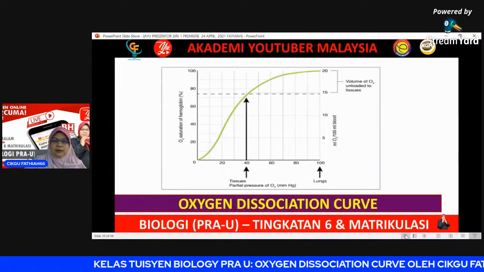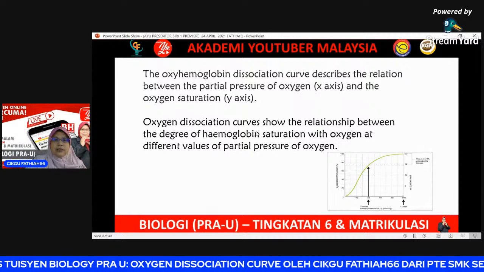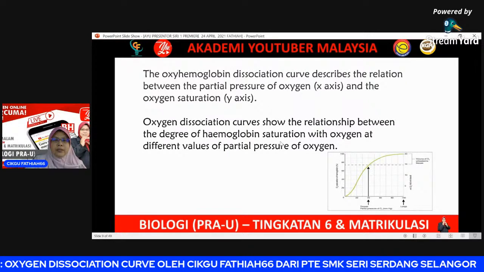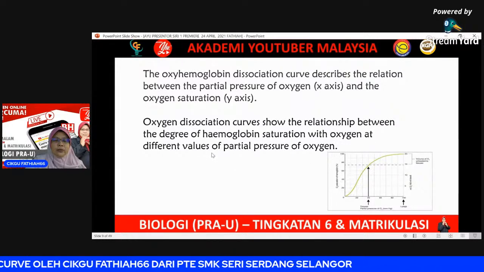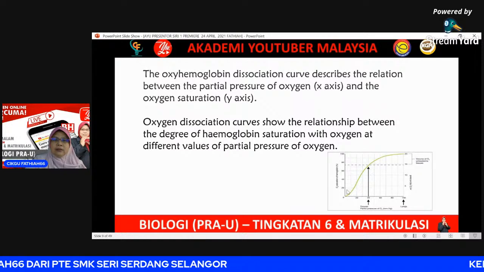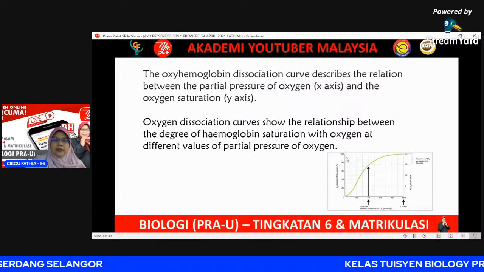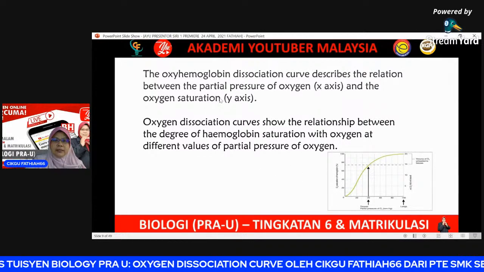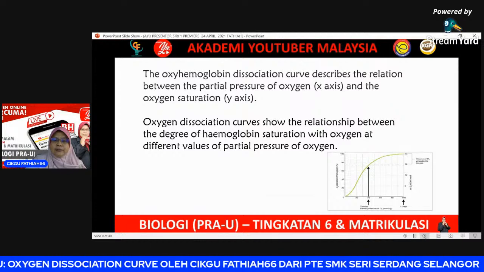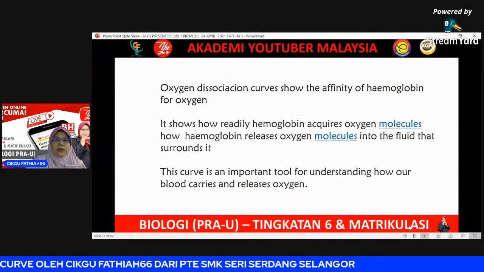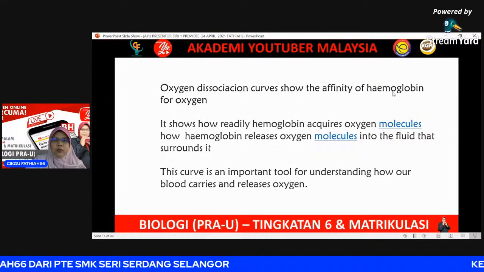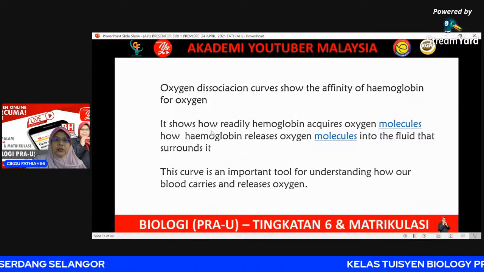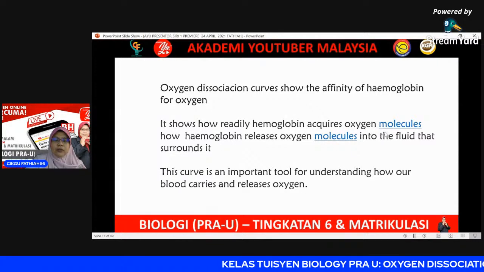Check again the slide just now. Yeah. The oxygen dissociation curve shows the relationship between the degree of hemoglobin saturation with oxygen at different values of partial pressure of oxygen. So the y-axis shows the degree of hemoglobin saturation with oxygen at the different values of partial pressure of oxygen, for this graph. The oxygen dissociation curve shows the affinity of hemoglobin for oxygen. It shows how readily hemoglobin acquires oxygen molecules and how hemoglobin releases oxygen molecules into the fluid that surrounds it.